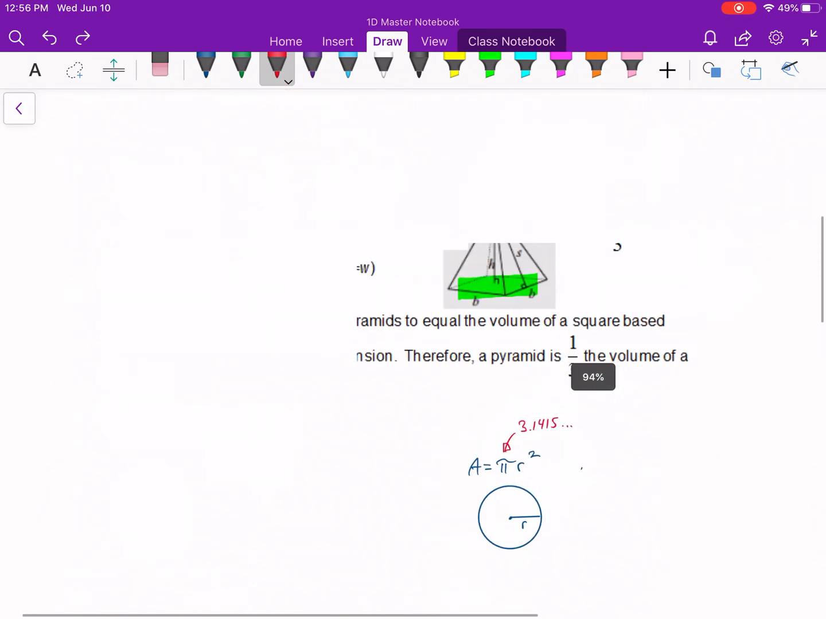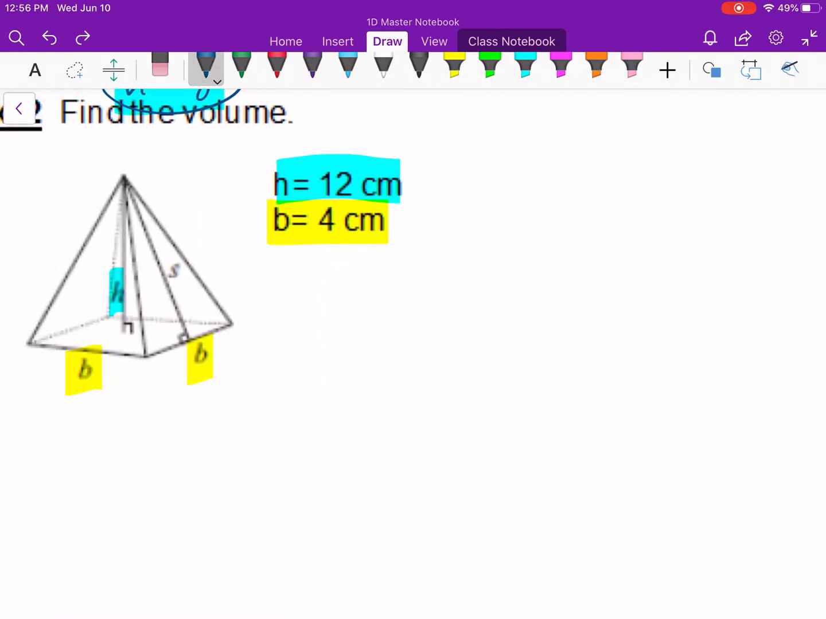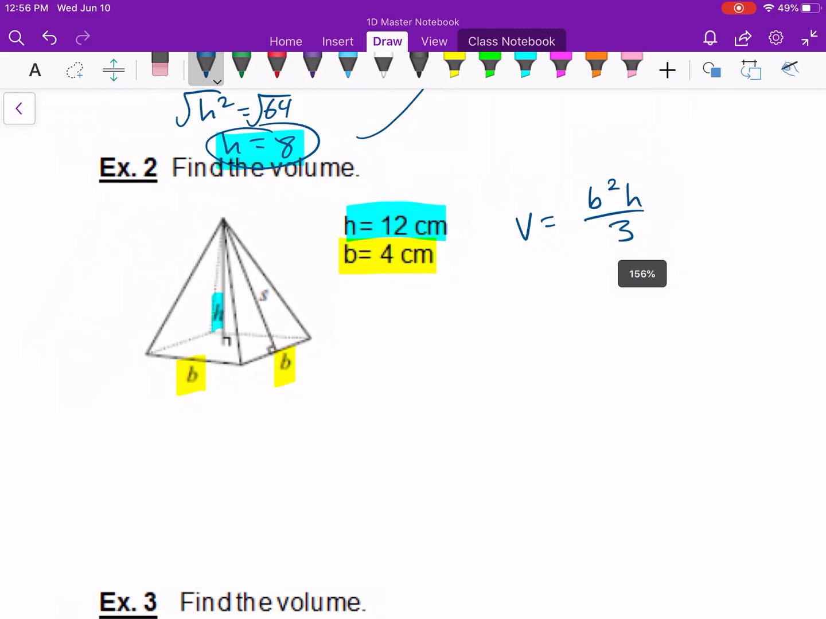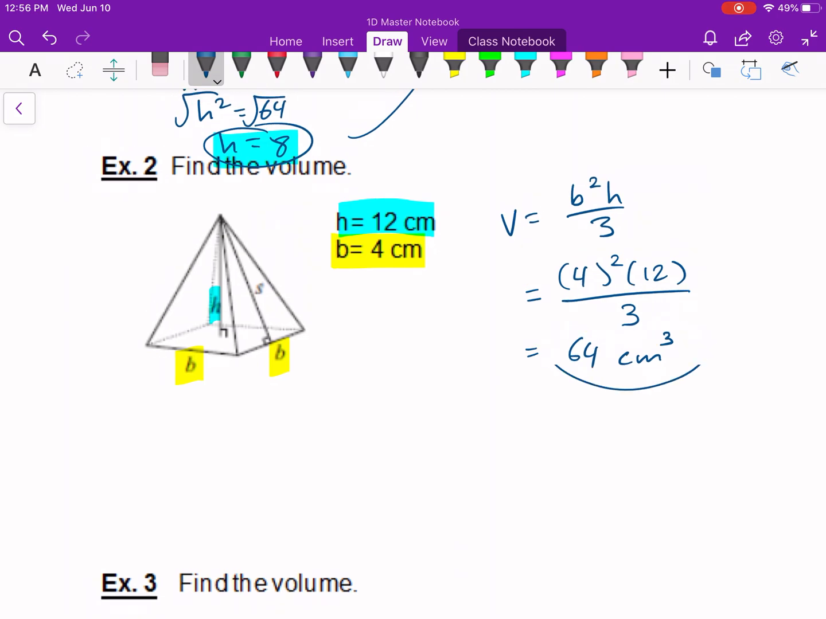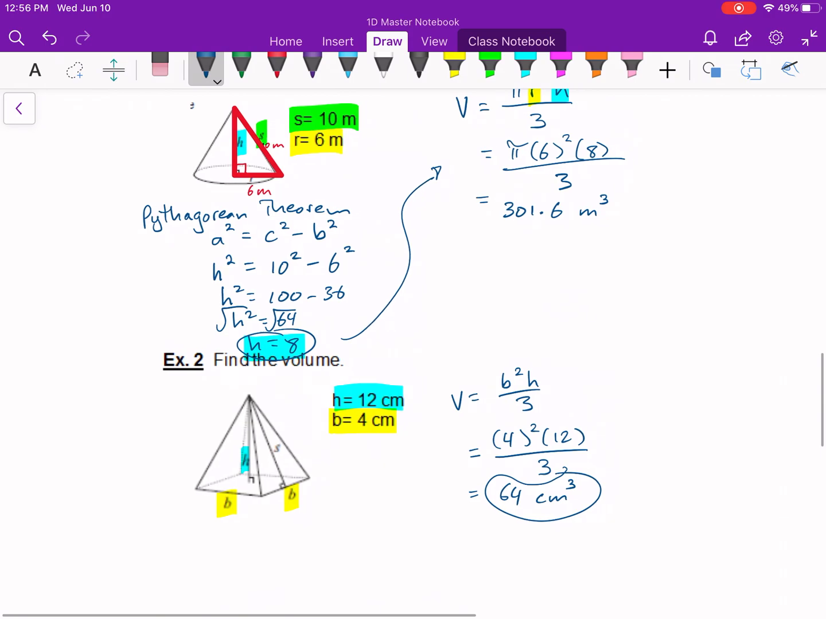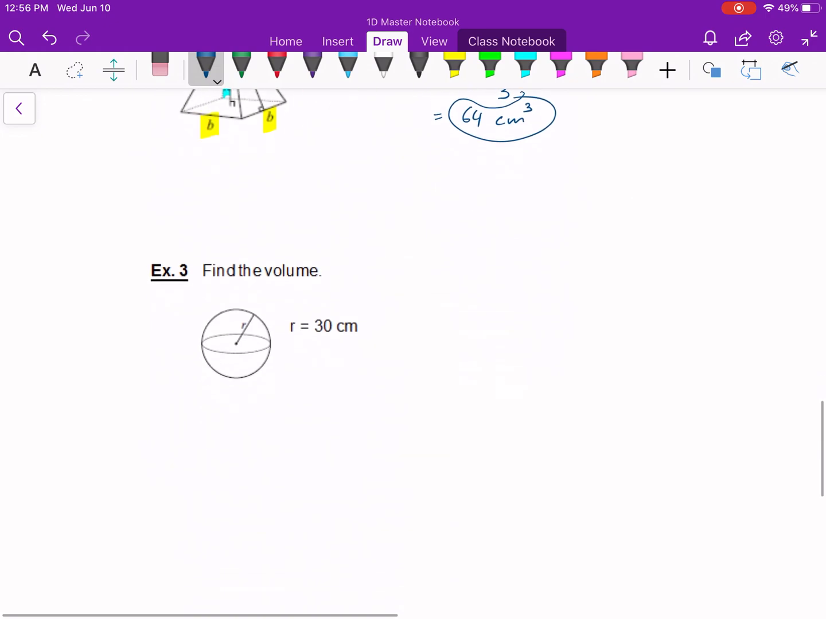Remember what the formula was? Let's go back up here. It was base squared times height divided by 3. And they've given us both b and h, so this one's easy. It becomes 4 squared times 12 divided by 3, which will be 64 centimeters cubed. Did I put units for the last one? Because I should have. I should always put my units down. Yes, I did. Meters cubed. So for volume, it's cubic units always.